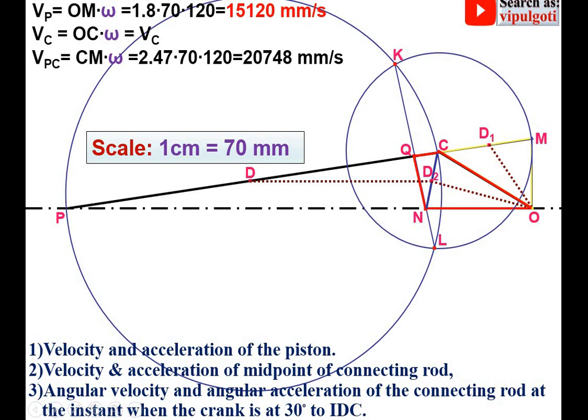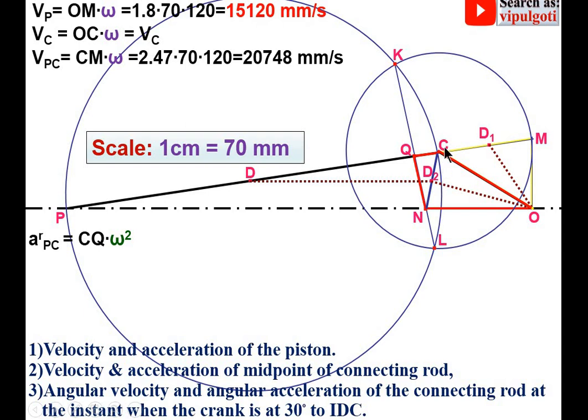So here we got these two different vectors OD1 and OD2. OD1 is in the velocity diagram, so it represents velocity. OD2 is in the acceleration diagram, so it represents the acceleration. And you know that D is the midpoint of the connecting rod. So OD1 represents the velocity of the midpoint of the connecting rod, whereas OD2 represents the acceleration of the midpoint of the connecting rod.